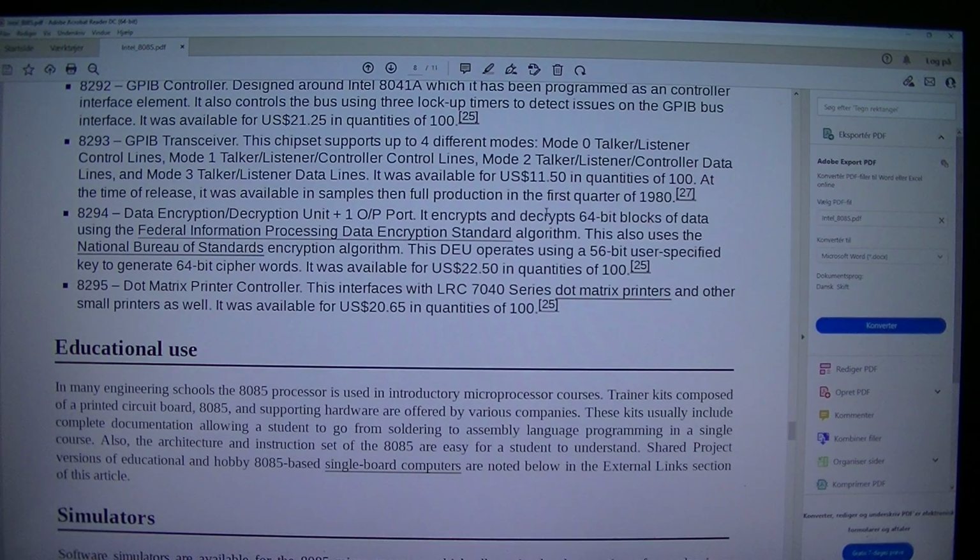At the time of release, it was available in samples, then full production in the first quarter of 1980.